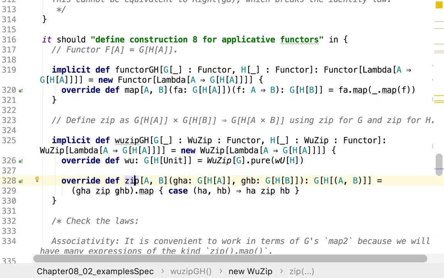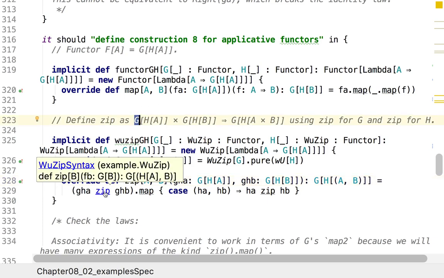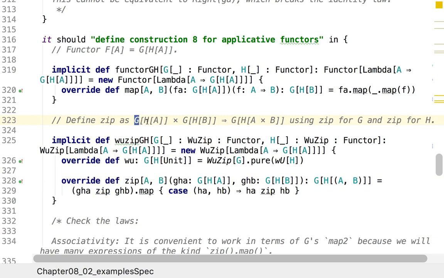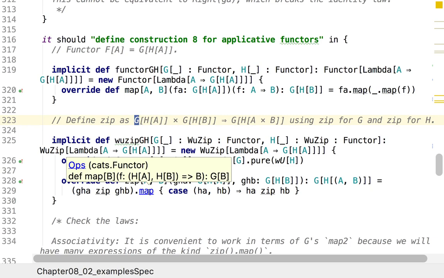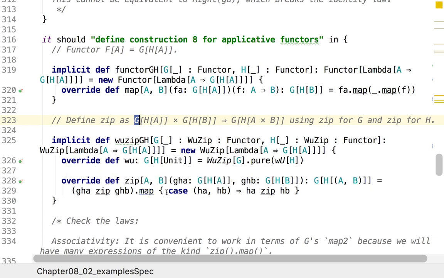The definition of zip is straightforward. We first zip the two G's together using the zip in the G functor. The result is a G of the product HA and HB. And then we map under the functor G, we map HA and HB into H of A times B, which is this function, which uses the zip in the H.